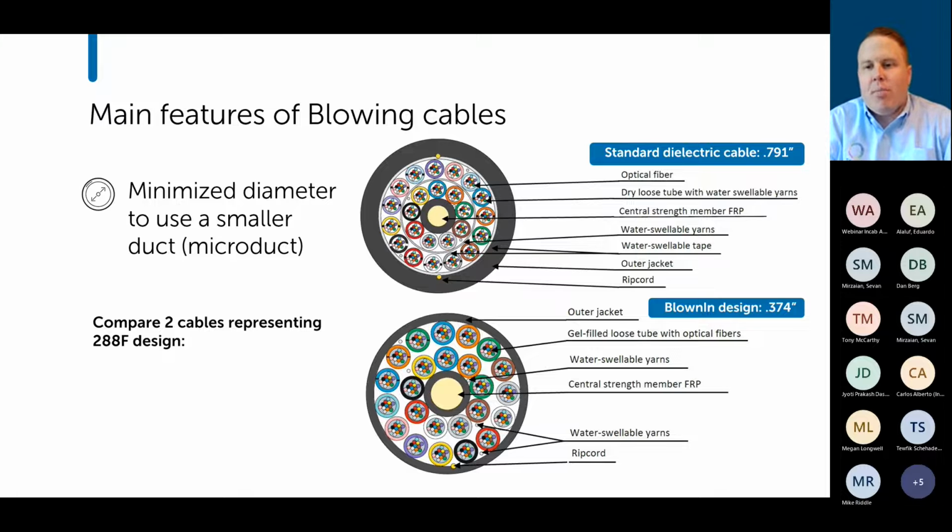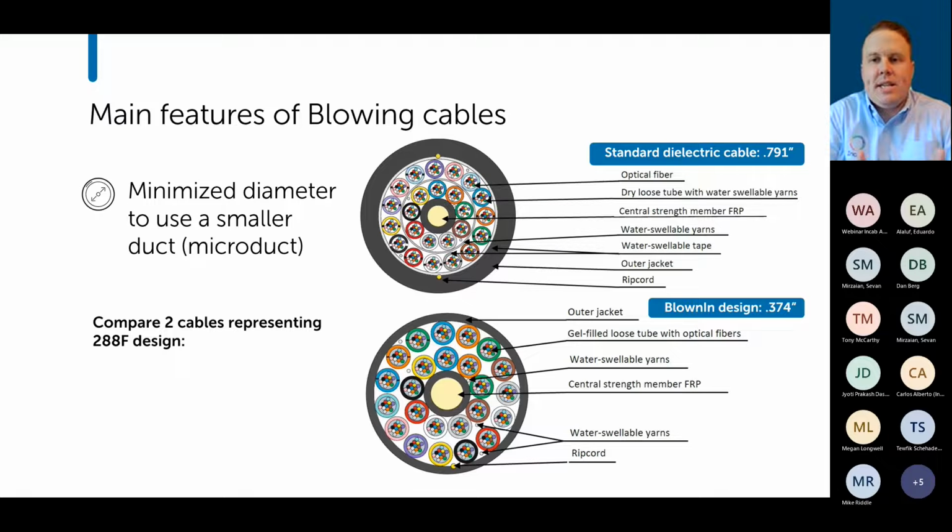Below is one of our blown-in designs, again 288 fiber. Looking at the cross section, the thing that stands out on the top cable, our standard dielectric, is that the jacket is a little bit thicker. The main reason is that in that duct cable, the jacket is what gives the cable its main pulling strength, that 600 pounds of pull strength to pull through the duct. Since the micro cable, or blown cable, is blown in, not pulled, we don't need as thick a jacket on the outside.